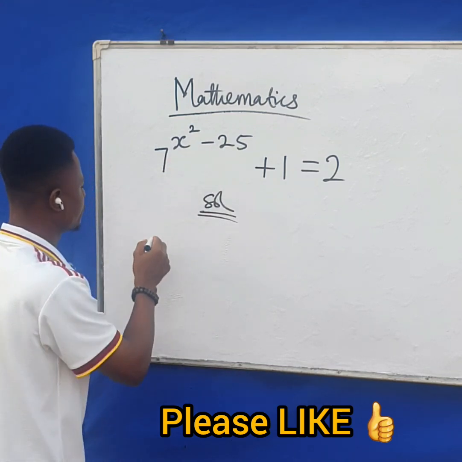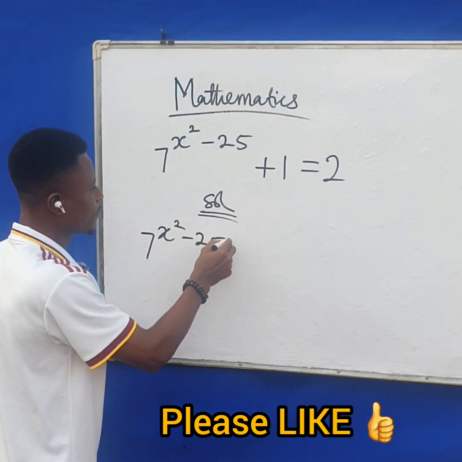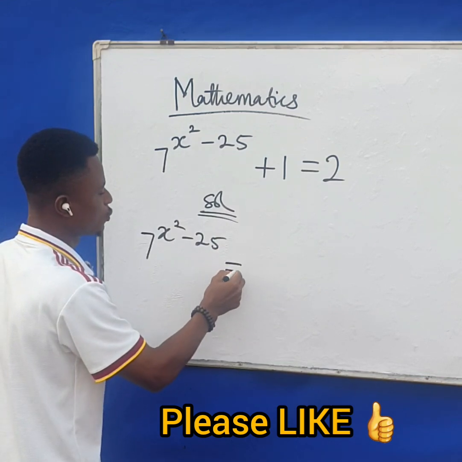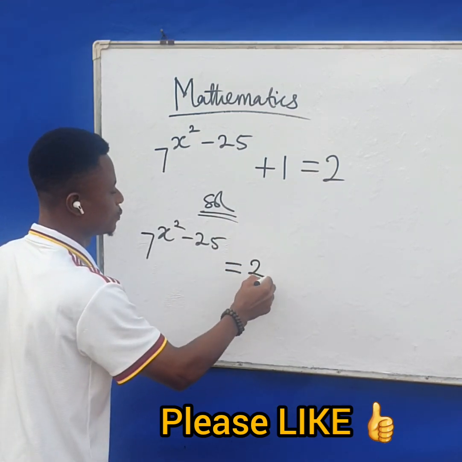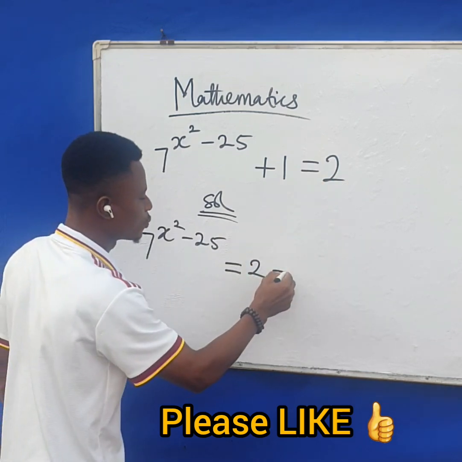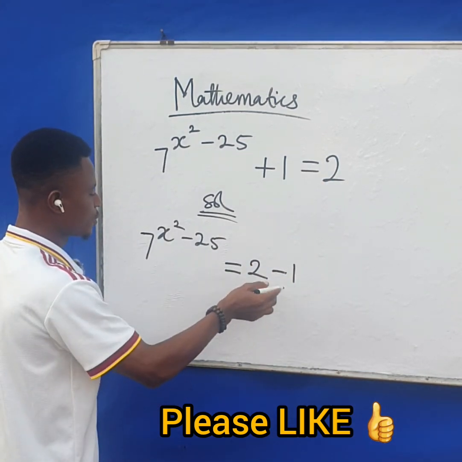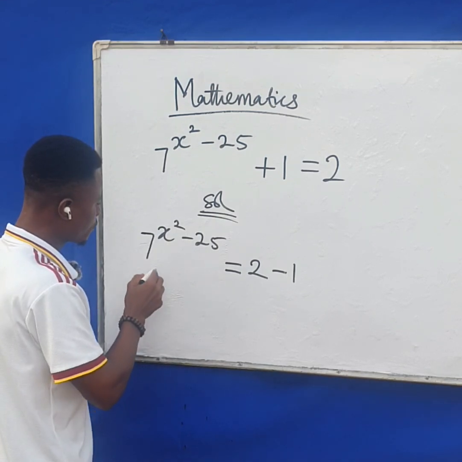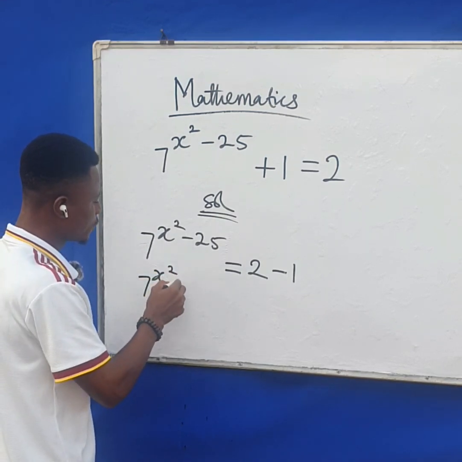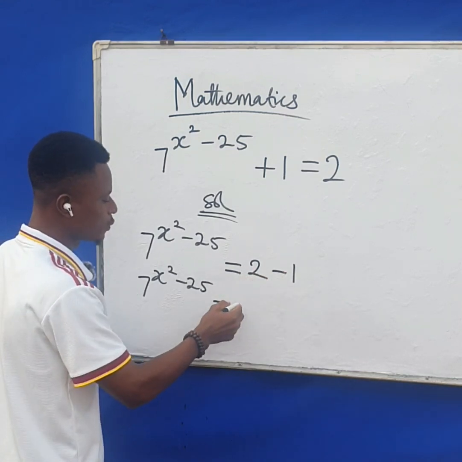We have to write down this 7 raised to the power of x squared minus 25, then equal to this 2. When this plus 1 crosses to the right, it changes to minus 1. Let us subtract here. So we have 7 raised to the power of x squared minus 25, then equal to 2 minus 1. That will give us 1.